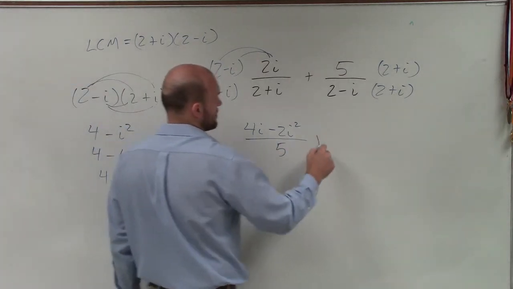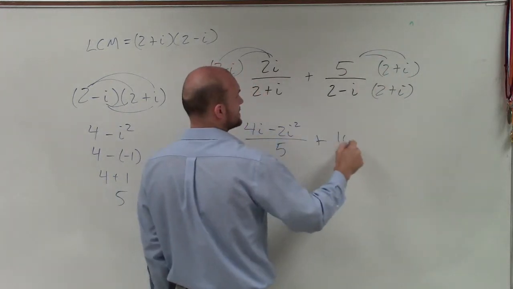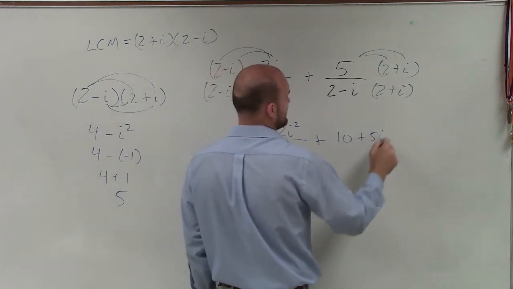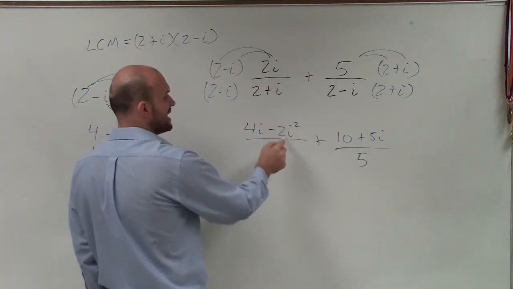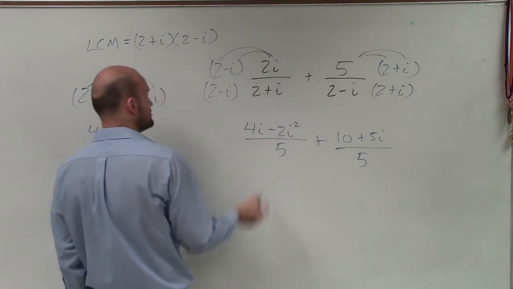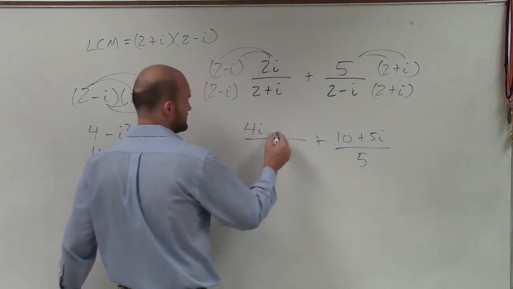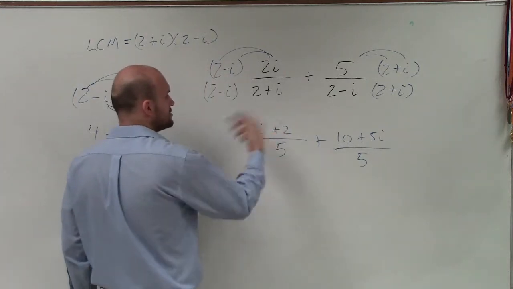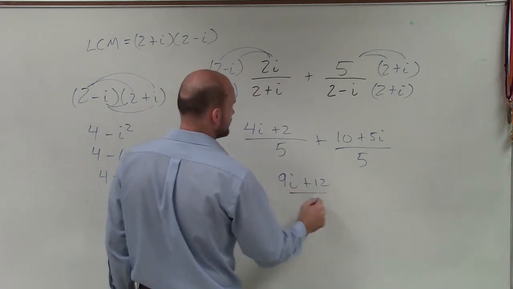So I have 5 on the bottom, and applying the distributive property up top, I get 10 plus 5i over 5. Now I can combine the like terms, and remember negative 2i squared: i squared is negative 1, and negative 1 times negative 2 is just going to be a positive 2. So I can rewrite this as a positive 2. OK, so now what I have is 9i plus 12 over 5.